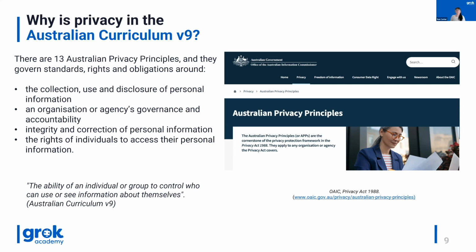The Australian Privacy Principles are the cornerstone of the privacy protection framework in the Privacy Act of 1988. It is essential that as teachers, we understand our rights and obligations for both our own data and that of our students. The Australian Privacy Principles website can provide you with more information on the collection, use and disclosure of personal information, an organisation or agency's governance and accountability, integrity and correction of personal information, and the rights of individuals to access their personal information. All of this aligns with the Australian curriculum definition.